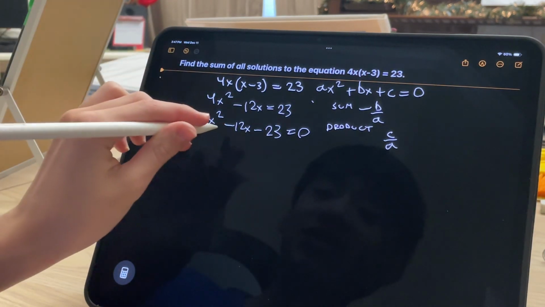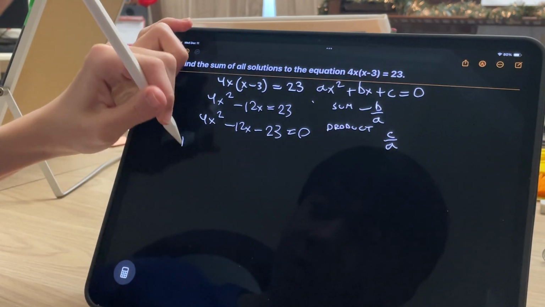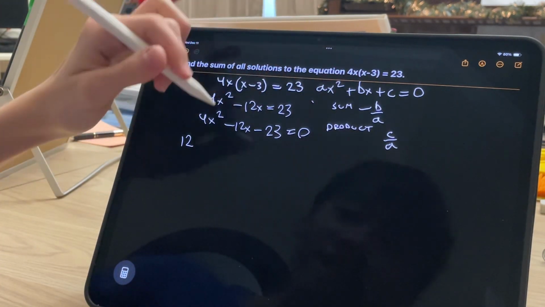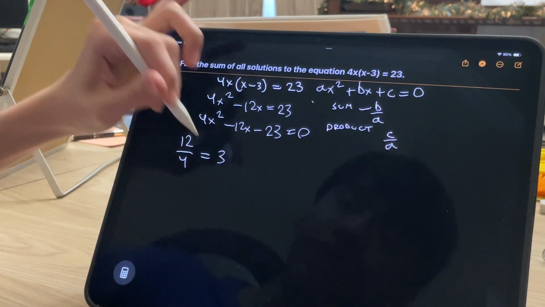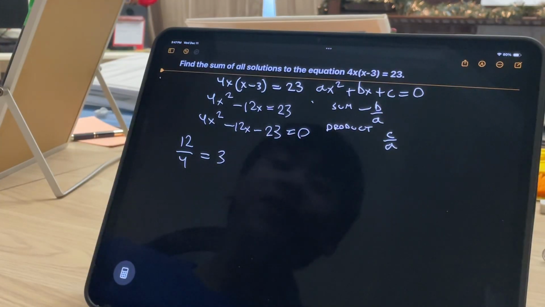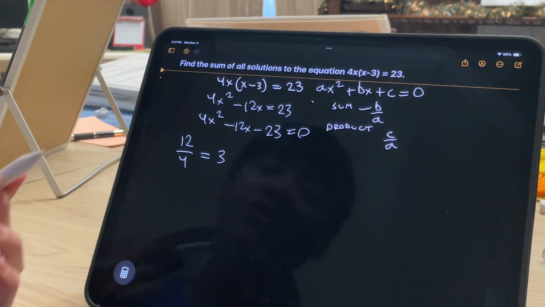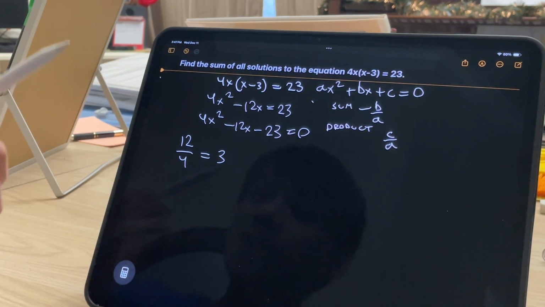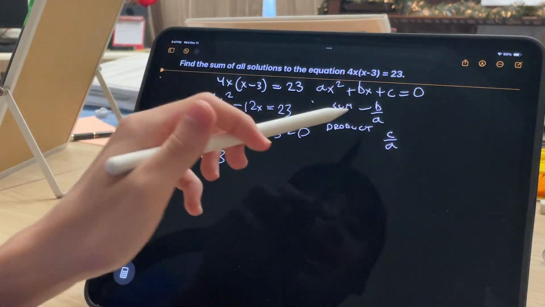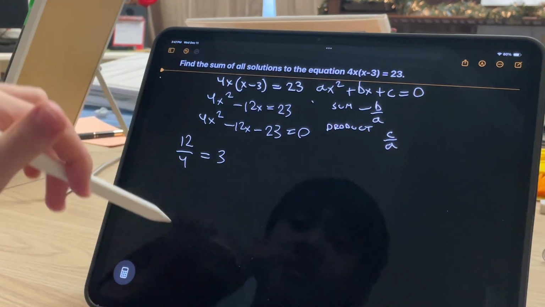So our b is negative 12. That means it's going to be 12 up top because the whole thing is negated, over 4, that's our a. And that equals 3. 12 over 4 is 3. And that's pretty much all there is to it. The problem simply asks us to find the sum of all solutions to this equation, and that's simply the formula for the sum of all solutions, negative b over a. And that's what we applied right here.